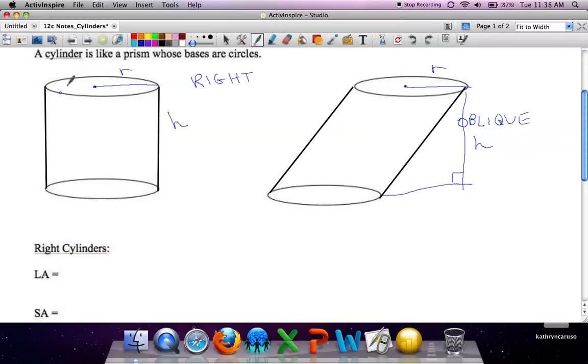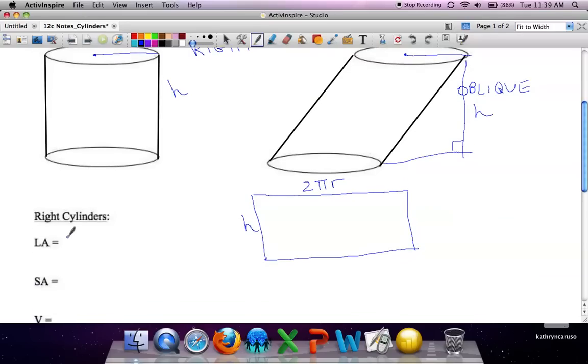If I was to take this cylinder and unwrap it, how would it look? It would look like a rectangle. We would just basically cut off the top and bottom, the bases, and unwrap the sides. So the height of the rectangle would be the same as the height of the cylinder. The width of the rectangle would be all the way around the top of a circle, which is the circumference, 2 pi r. So the lateral area of a right cylinder is basically 2 pi r times h.